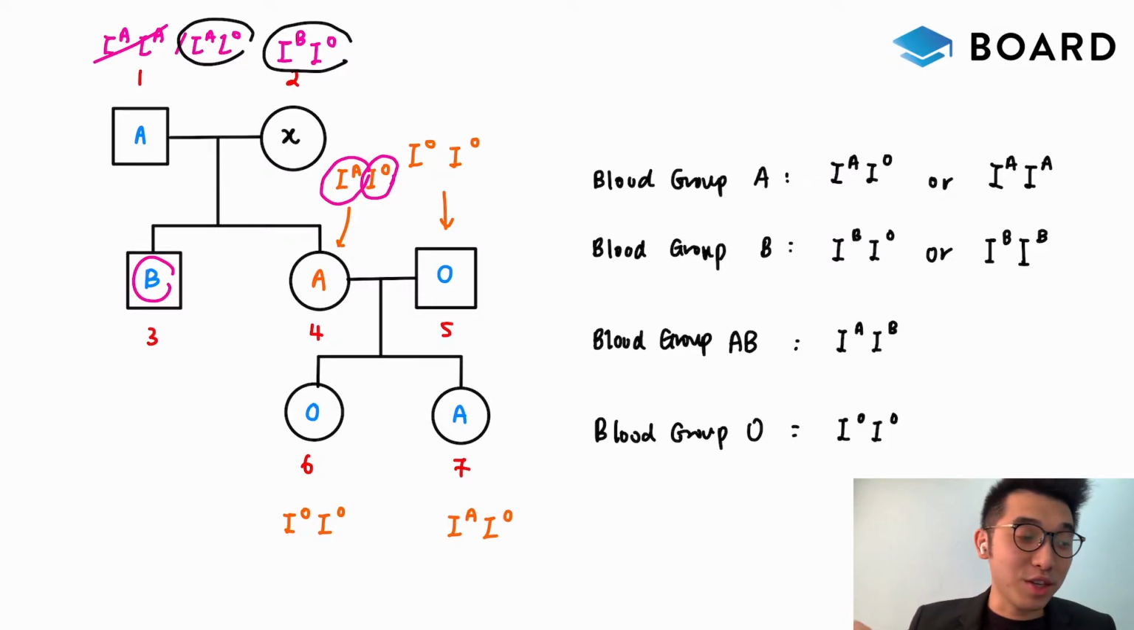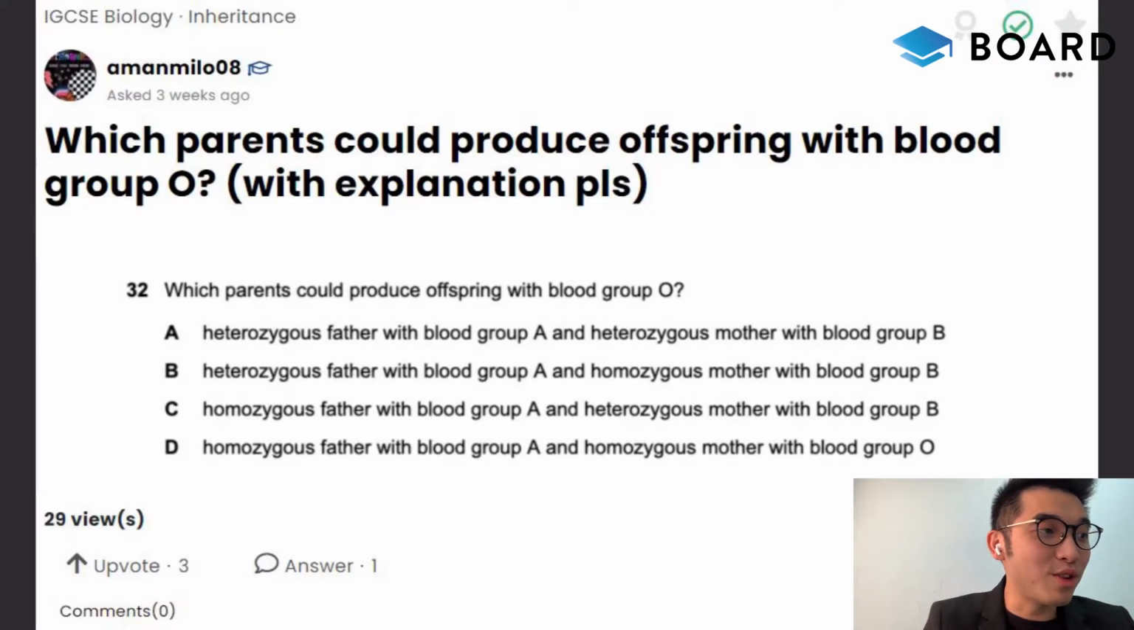And the second question that we received, this is again genotype. They said, which parents could produce offspring with blood group O, with explanation please. Okay, this has to be a Punnett square. Heterozygous means two of the alleles are different. Homozygous means two of the alleles are the same.